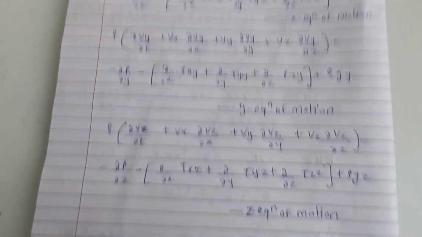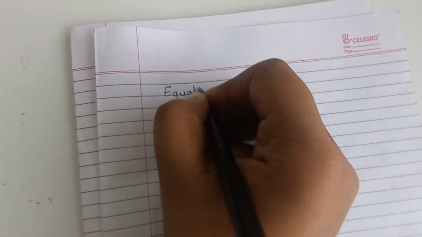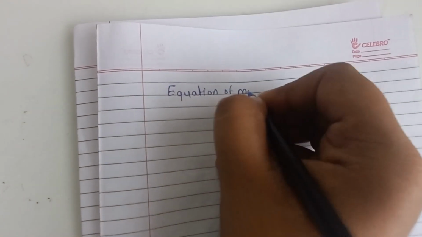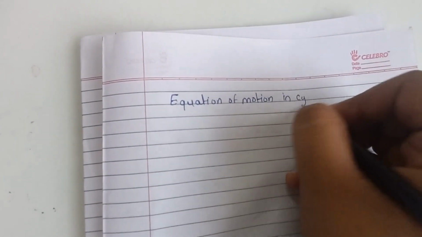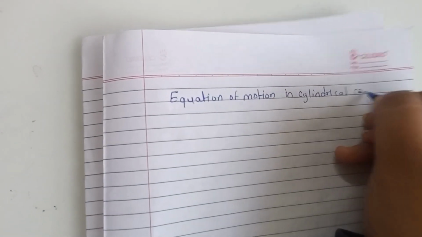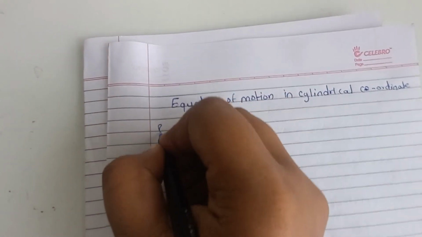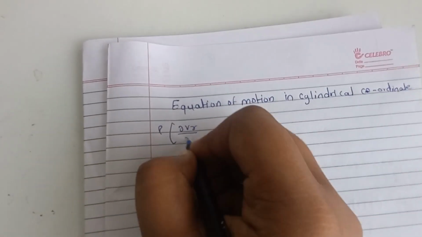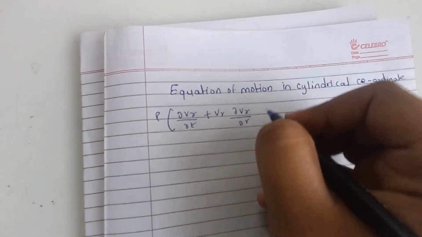Similarly, we can write it for cylindrical coordinate systems also and spherical coordinate systems also. Actually, we didn't derive for cylindrical and spherical coordinates in this video. We only derived the equation of motion for Cartesian coordinates in this video. So here our coordinates also change. In place of x, y and z we use r, theta and z.